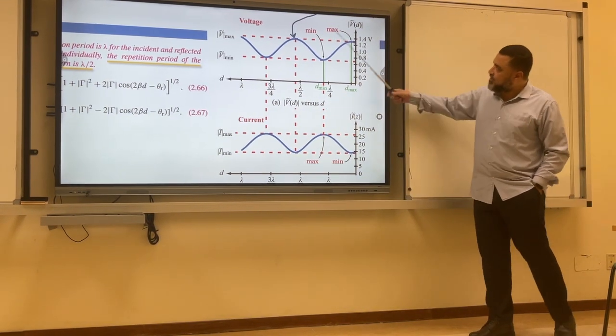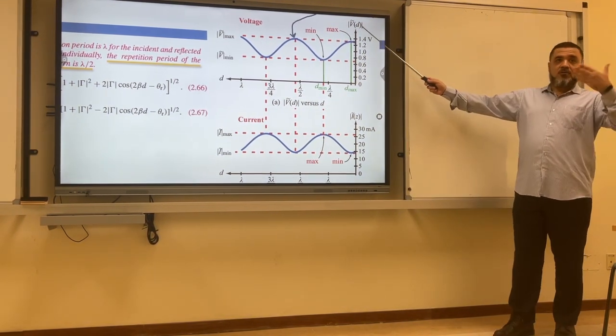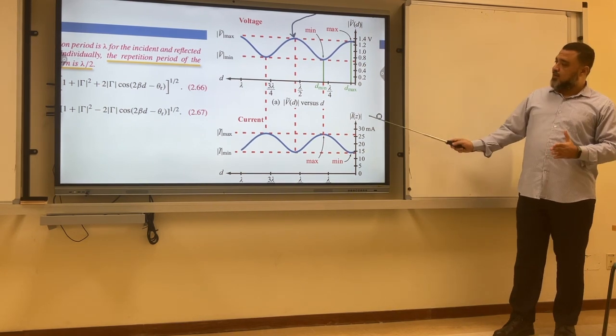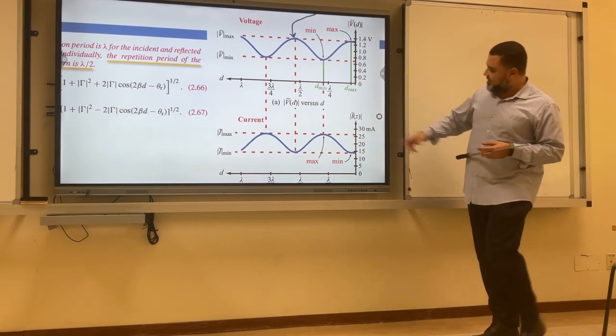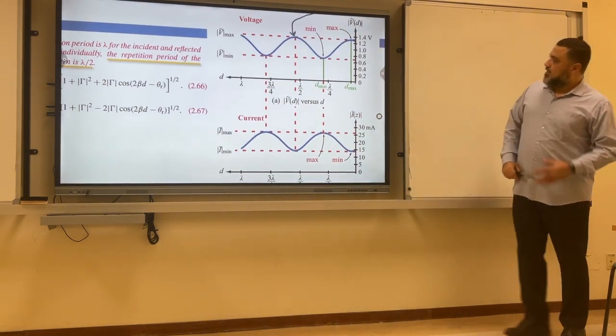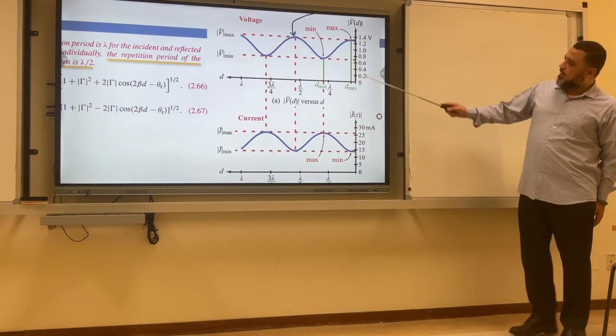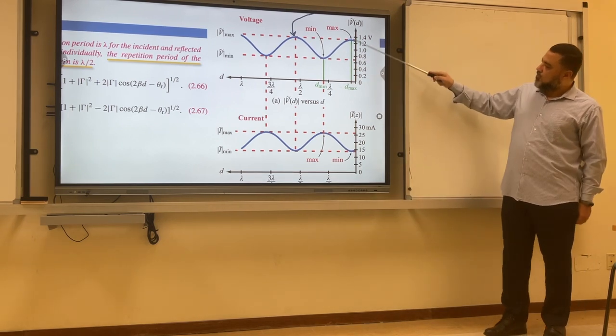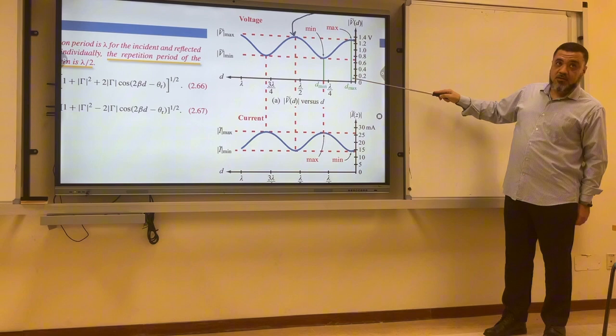In this figure, which is the magnitude of the complex voltage V of D at any distance along the line, and this is the magnitude of I of D. This is D, not Z. This is D. What do you notice? If you go from this point, from maximum to maximum, is it lambda or lambda over 2? Lambda over 2. The repetition is lambda over 2, not lambda. Yes. Why?